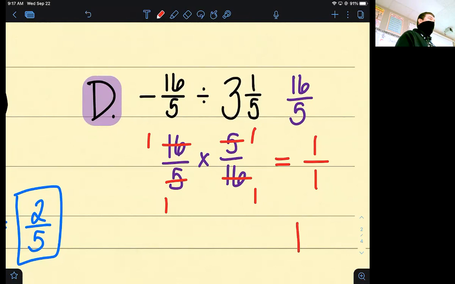And I should have done this at the beginning, but I'm going to do it now. How many negatives do we have? 1. So they cannot pair up, can't pair up. So it's going to be -1.